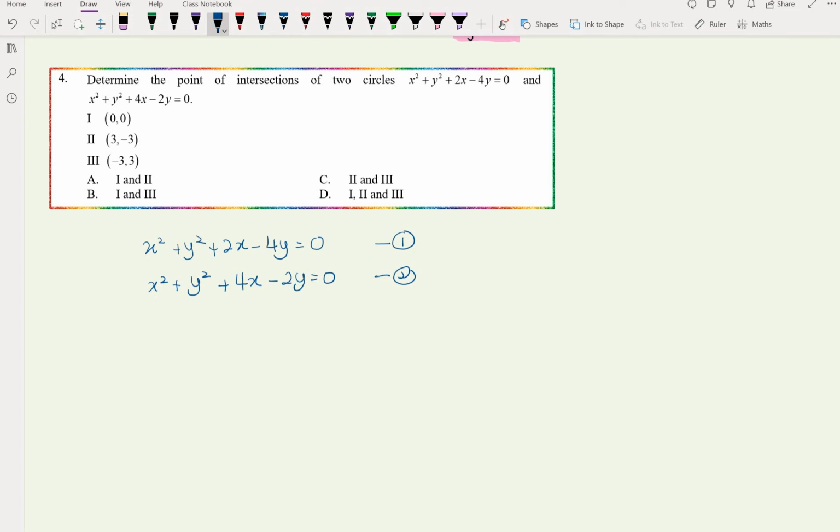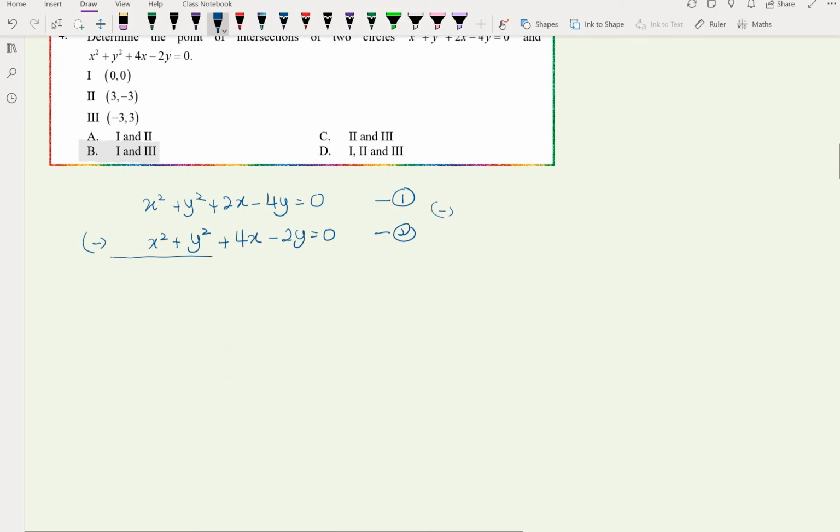So, from here, what we will do is we will make a simultaneous equation. So, I'm going to take the difference between the first and the second equation. Subtract, 1 minus 2. So, what I'm going to get here is X square disappears, Y square disappears. 2X minus 4X, we get negative 2X. Negative 4Y minus negative 2Y. So, we will get negative 2X minus 2Y is equal to 0. So, 2Y is equal to negative 2X and Y is equal to negative X.